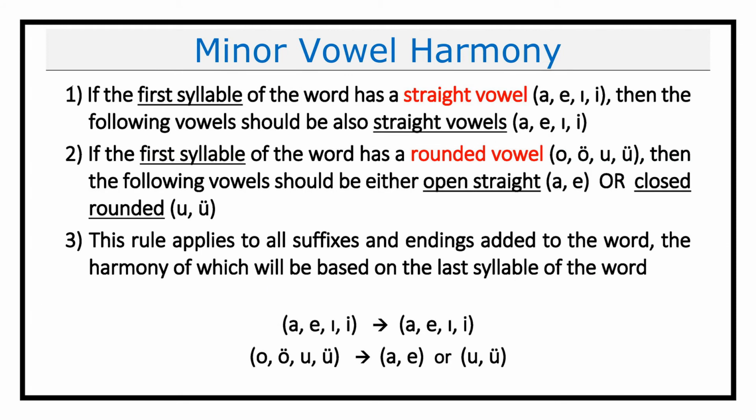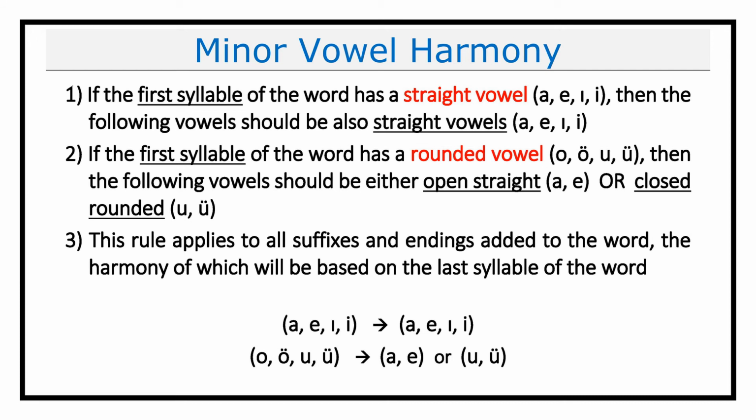The second big harmony rule in Turkish language is minor vowel harmony rule. According to this rule, straight vowels should be followed by straight vowels, or rounded vowels should be followed by either open straight or closed rounded vowels. And this rule applies to all suffixes and endings added to the word, the harmony of which, of course, will be based on the last syllable.